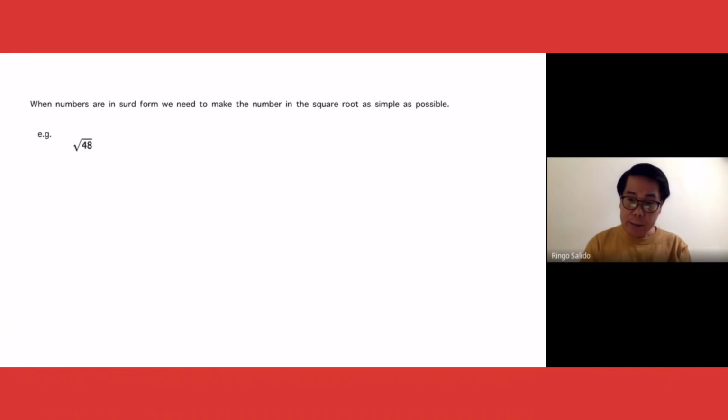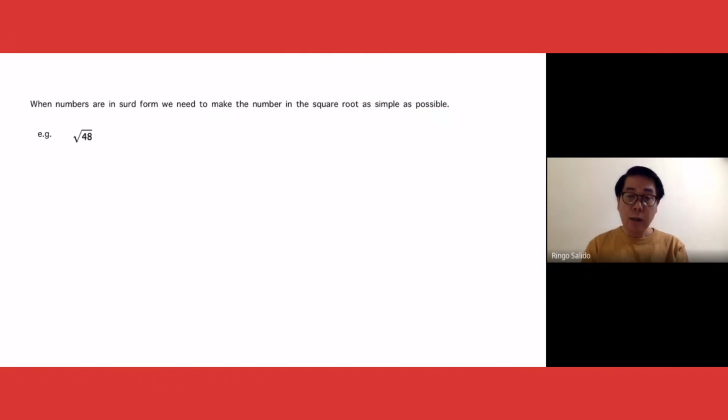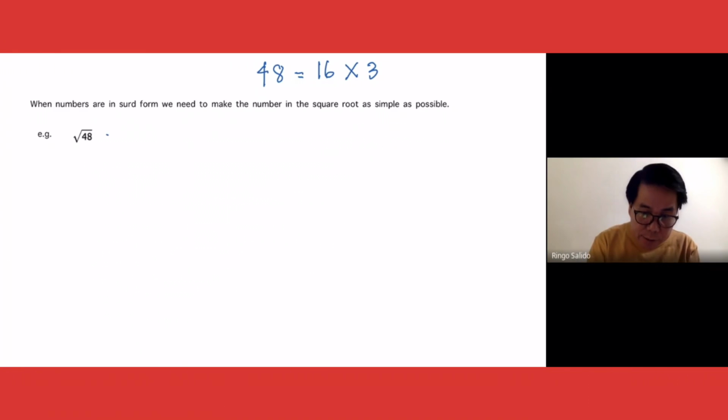To do this, we need to think of the factors of 48, where one must be the biggest square number. We have factors of 48, where 16 is a square number, and 3. 16 is a square number, while 3 multiplied by 16 will give us 48. So that means we have square root of 16 times 3.